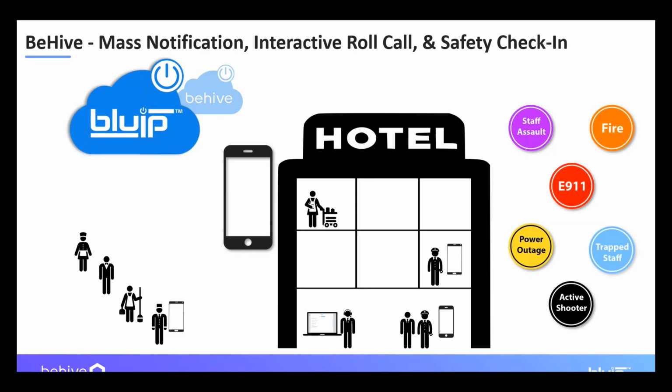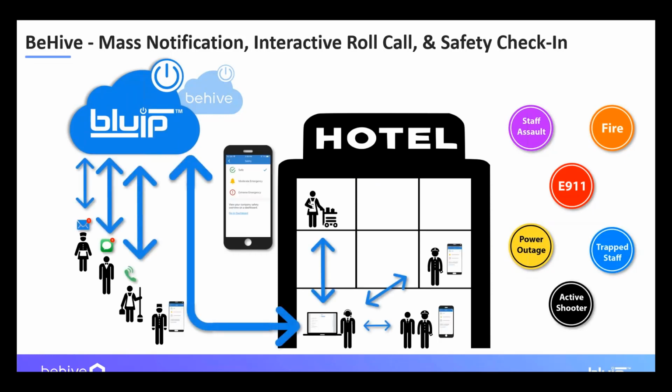And this gets into the mass notification and interactive roll call. Essentially, another feature of BeHive is the ability for employees during an emergency of some sort to check in, and then from the dashboards, the security folks or anybody on the management team with access will be able to see which employees are checked in, what location they're checked in from, and if they're checked in safe, to monitor some type of emergency.